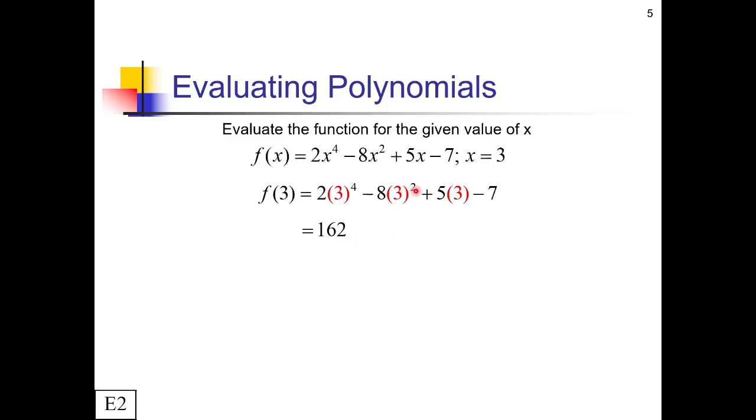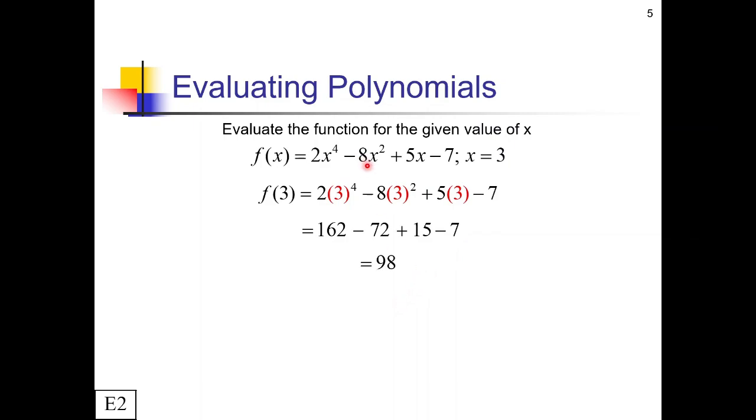And then 3 squared is 9, times 8 is 72, and we're subtracting that. And then we have 5 times 3, which is 15, and the minus 7 doesn't change. 162 minus 72, just going from left to right here, that's going to be 90. Plus 15 is 105. And then subtract 7, that should give us 98.